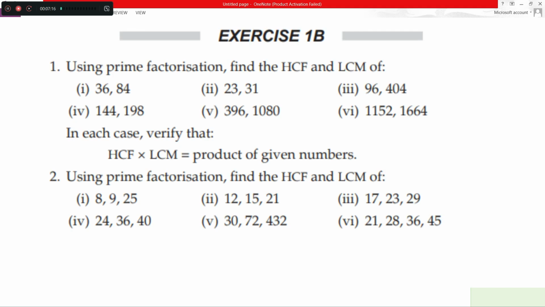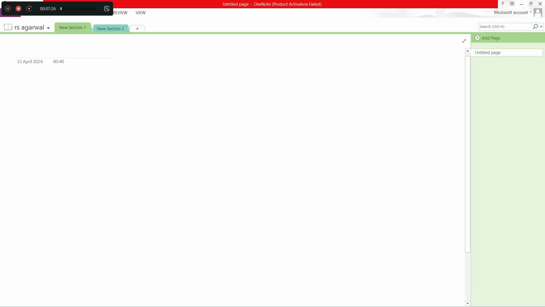In this video we'll learn about the class 10th RS Agarwal Real Numbers chapter, Exercise 1B. In the first question we have to find the HCF and LCM of the given two numbers. So let's start. The first two numbers are 36 and 84. We'll take them one by one.